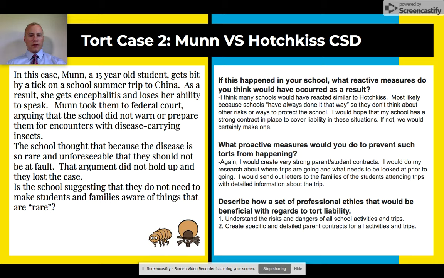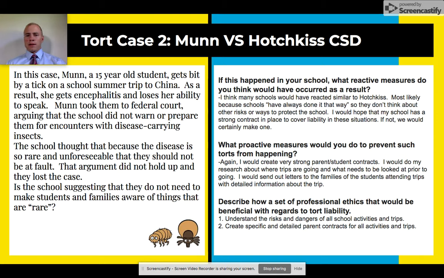The school thought that they were in the clear because it's such a rare and unforeseeable thing. The argument did not hold up, and they lost the case. Basically, the school was saying that just because something is rare, they don't need to worry about it or cover that with the parents, students. So that's kind of ridiculous, I think.